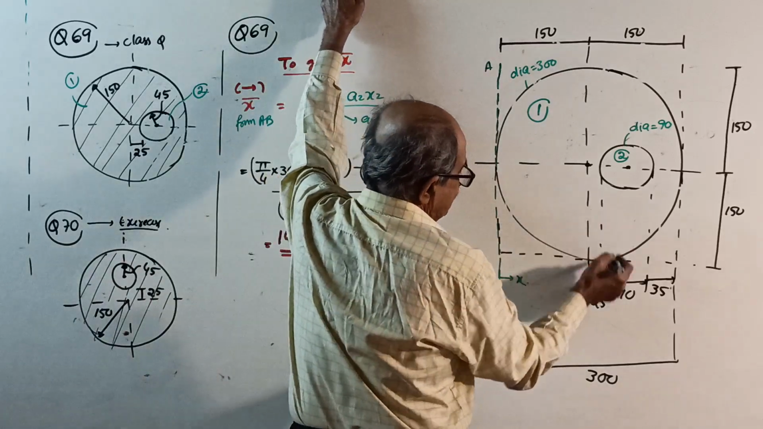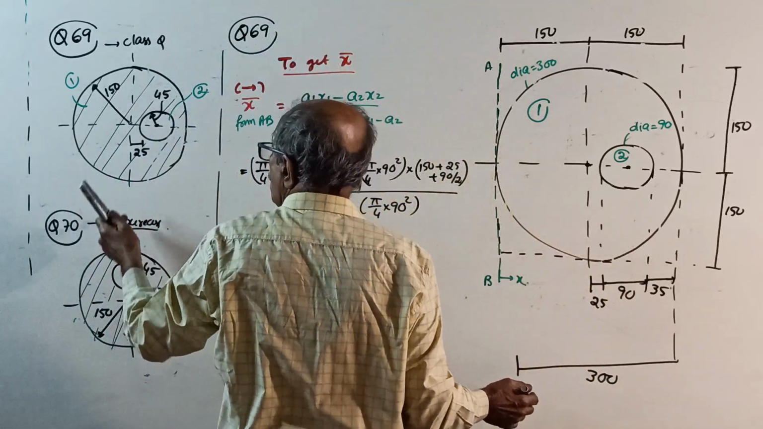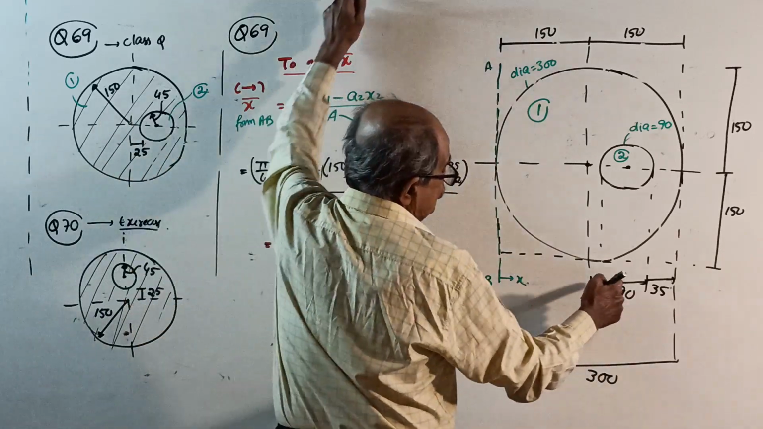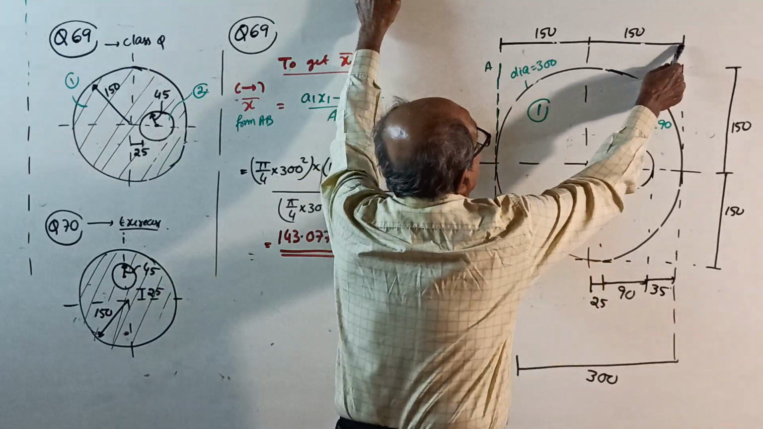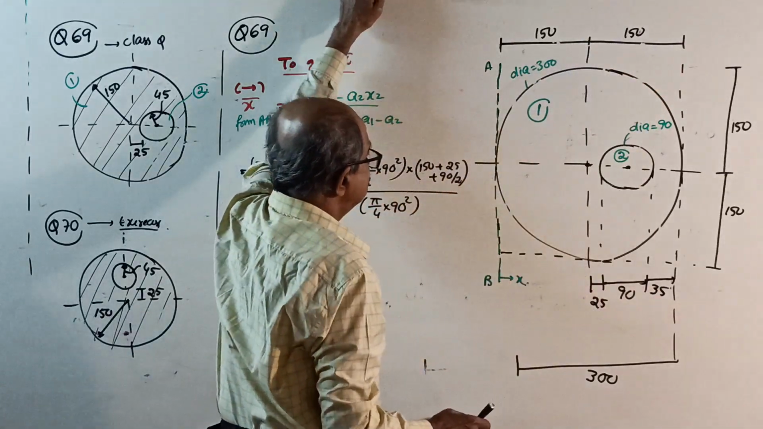Okay, this gap is 25. So 25 gap here. This is 90. 90 plus 25 is 115. From 150 subtract 115 will come.